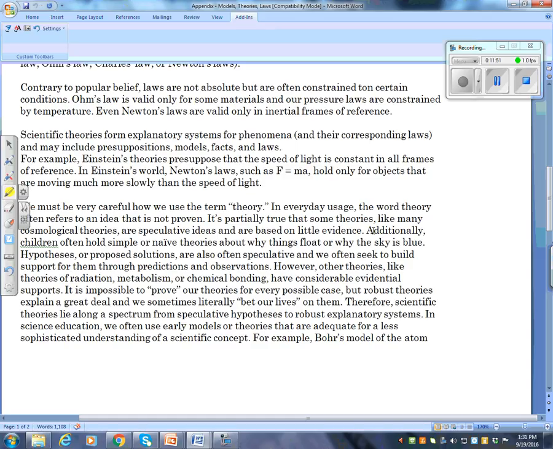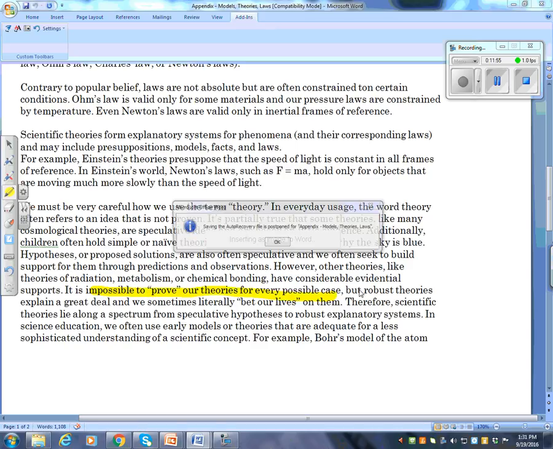It is impossible to prove our theories for every possible case, but robust theories explain a great deal, and we sometimes literally bet our lives on them.